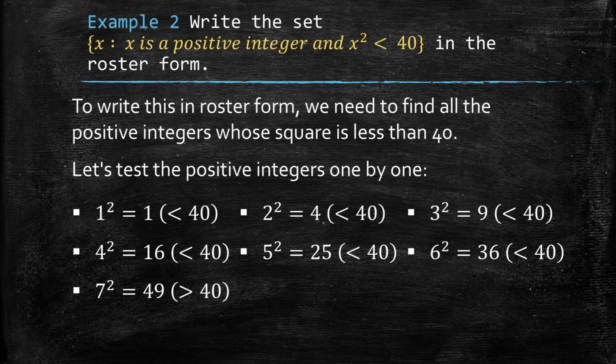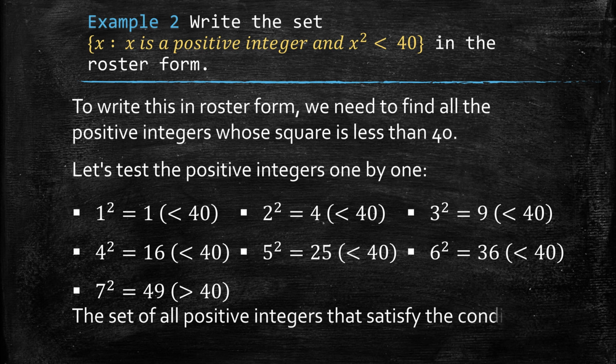Square of 7 is 49, which is not less than 40. Since the square of any integer greater than 6 will also be greater than 40, we stop at 6. The set of all positive integers that satisfy the condition is {1, 2, 3, 4, 5, 6}.